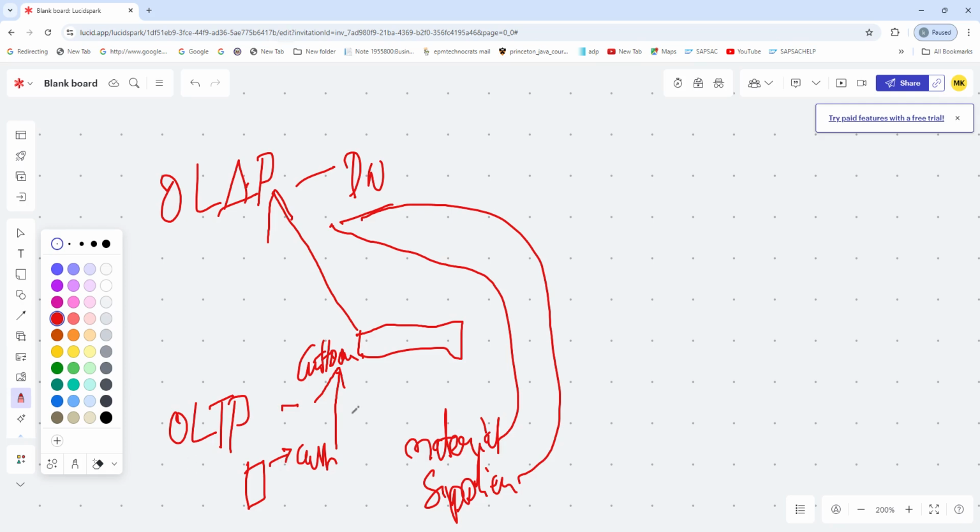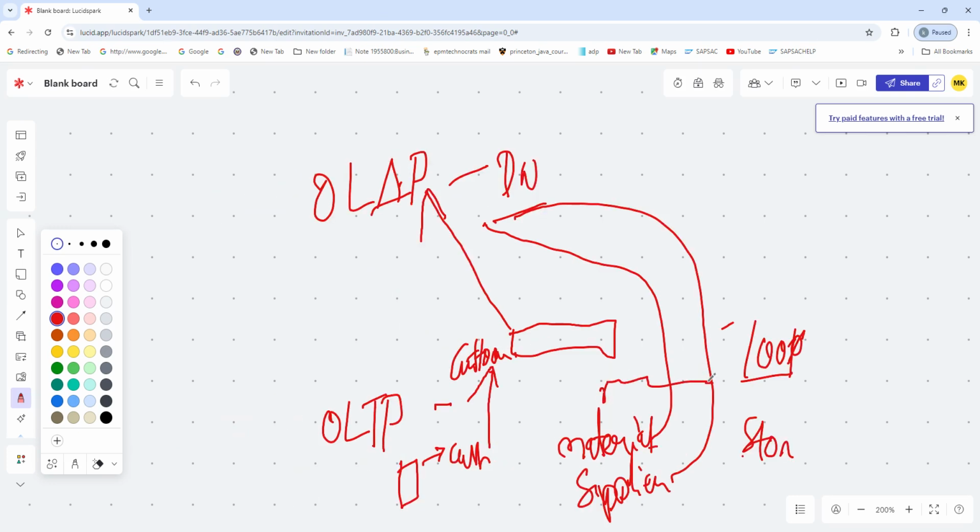Not only that, suppose let us take one example, like a retail chain, retail stores. You can understand a retail chain easily, right? So a hundred stores are there. So you will have store information also. You want to see the store information also, right?